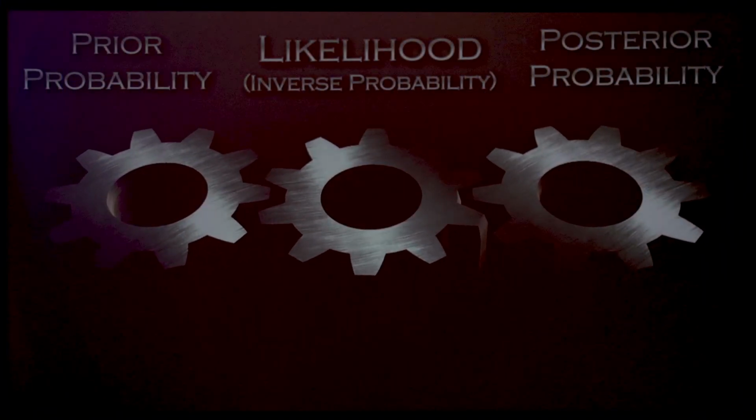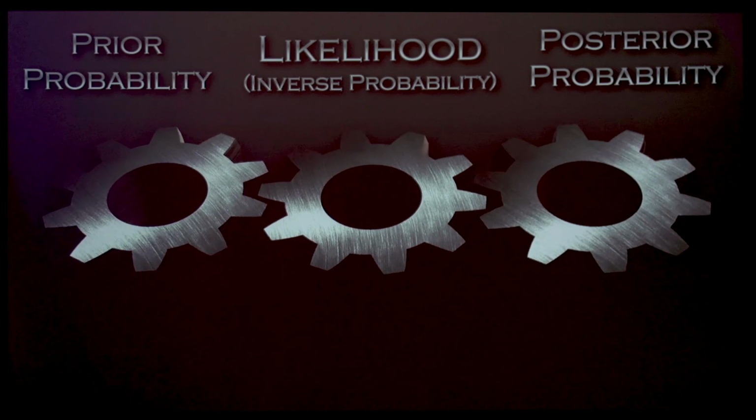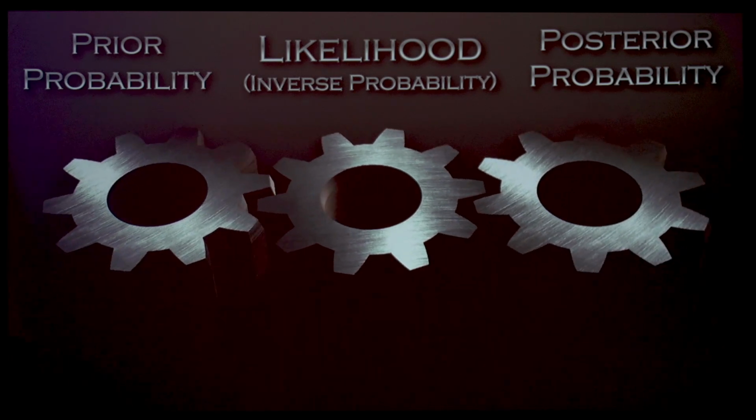So it's the 3 pieces. You've got to identify the prior probability issues, or you're going to get backwards estimates on the posterior probability.